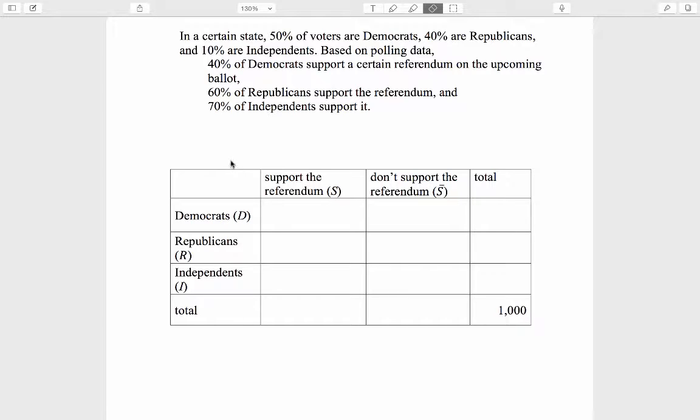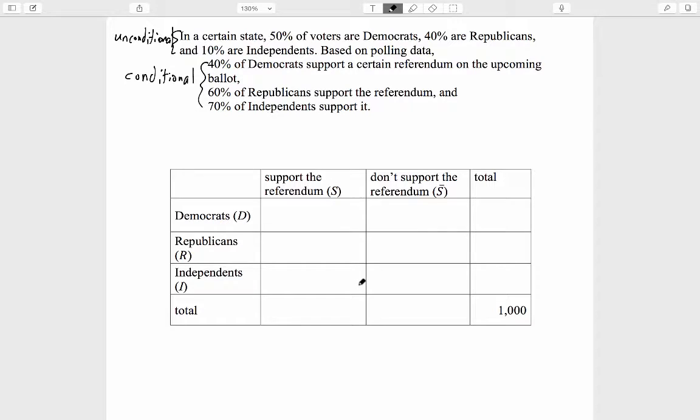Before we do anything, let's stop and think what information is conditional and what information is unconditional. The information here is conditional because each given percentage tells us about only a certain subset of the population. 40% of Democrats, not 40% of everyone, but 40% of Democrats. That is conditional information. Up here we have unconditional information. Each percentage is a percentage of the entire population.